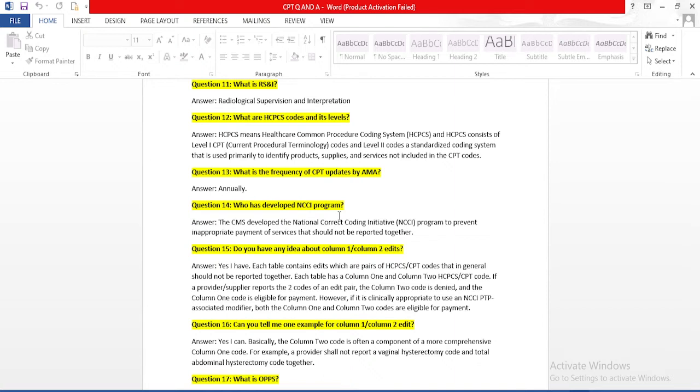Next one, what is RS and I? RS and I means radiological supervision and interpretation. Basically in CPT, we have a few codes which are combined with RS and I. For a few codes, we need to use RS and I separately.